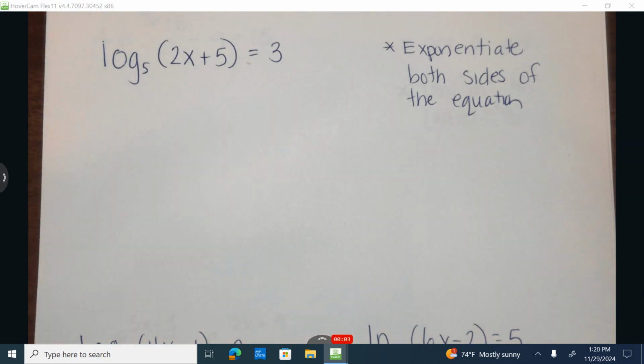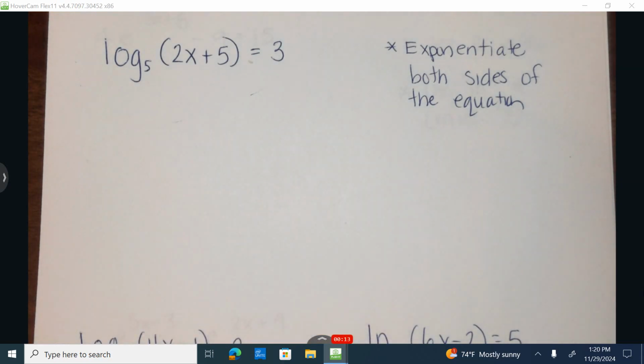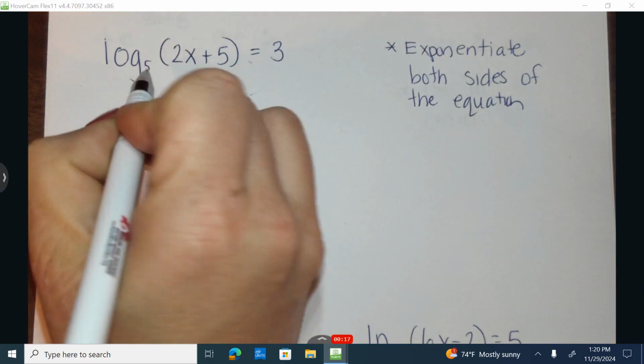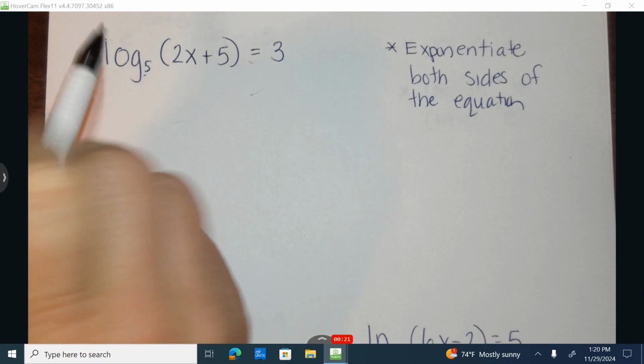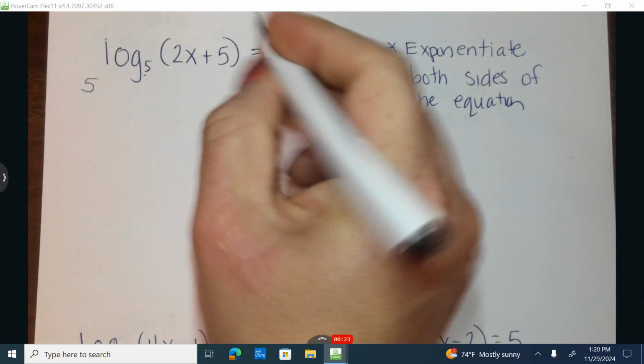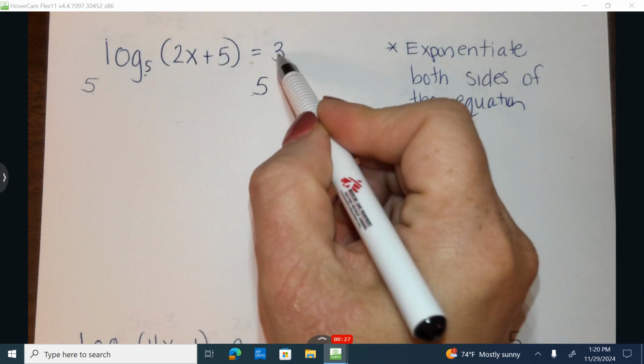In this video, I'm going to go through a series of equations where I show how to solve exponential and logarithmic equations. In this first example, we are going to exponentiate both sides of the equation in order to solve for x. I'm going to look at the base, and the base of this equation is 5. So on both the left and the right, I now have a base 5 and an exponent as shown.